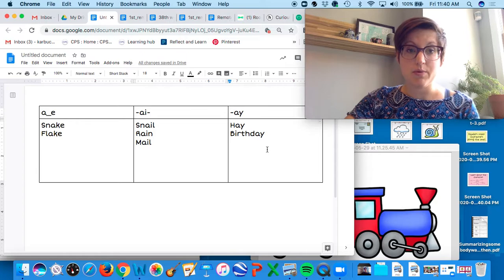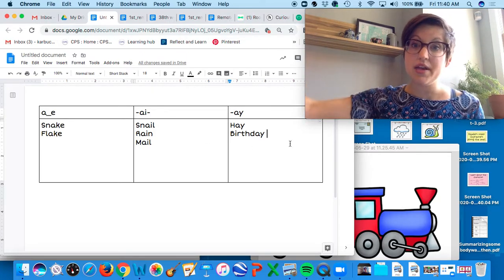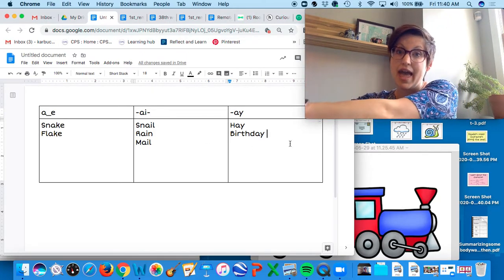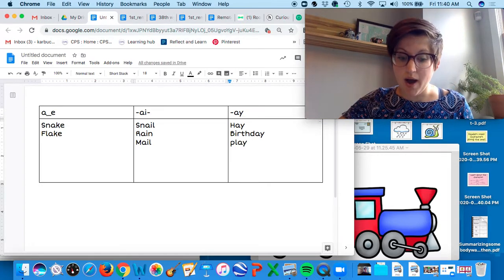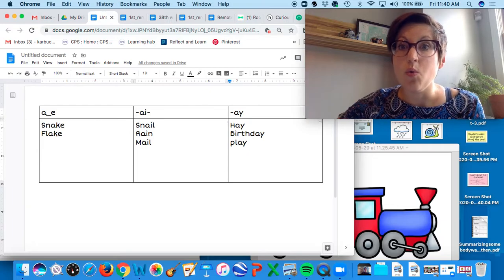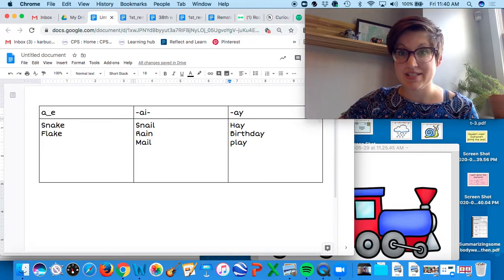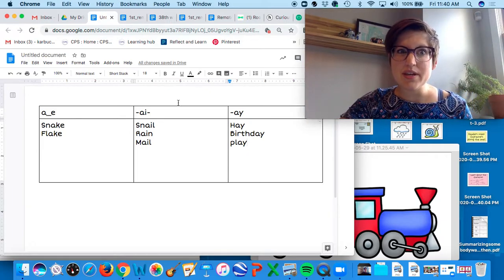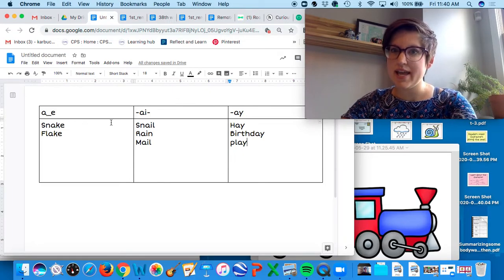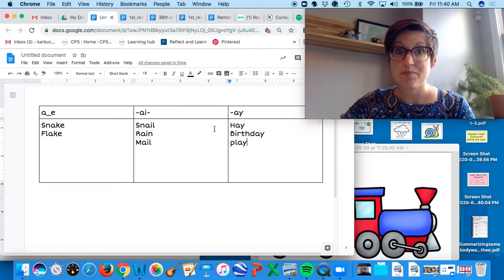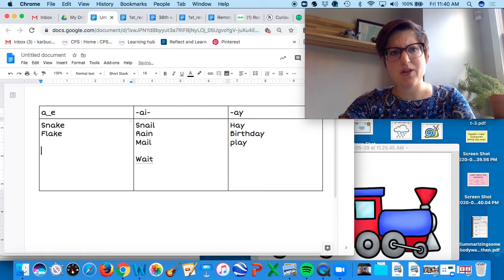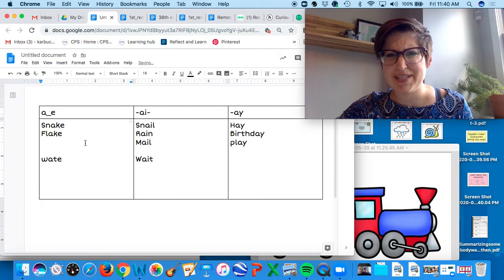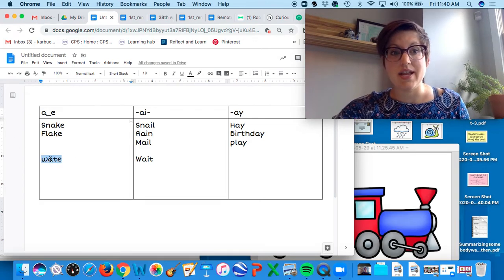So our first word that I want you to think about is the word play. So let's sound that out. Play, play. I hear the AY at the end, so play would have an AY. Our next one is wait, like I have to wait in line. So think about if that's in the middle of the word, is it an A silent E or AI? So the word wait is an AI word. If I were to spell it like that, W-A-T-E, that does not look right. So that's an AI word.